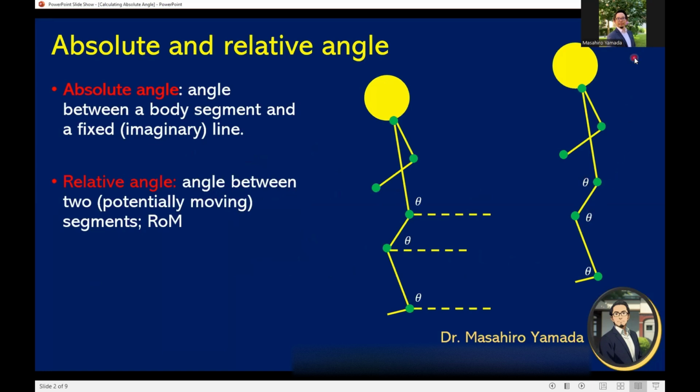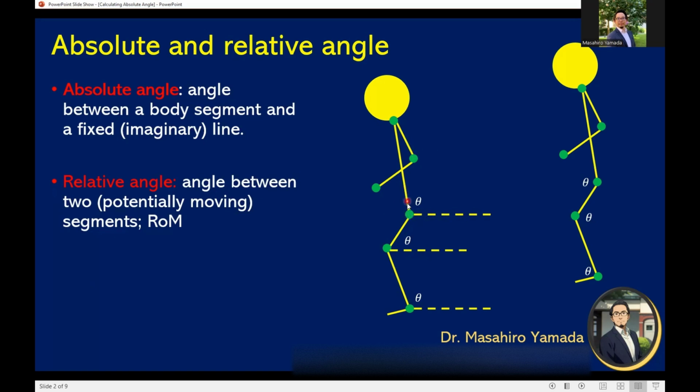In this video, I'm going to talk about how to calculate an absolute joint angle. Before we begin, I'll quickly go over the difference between absolute and relative angle. Absolute angle is the angle between a body segment and an imaginary fixed line, usually the horizontal or vertical line.